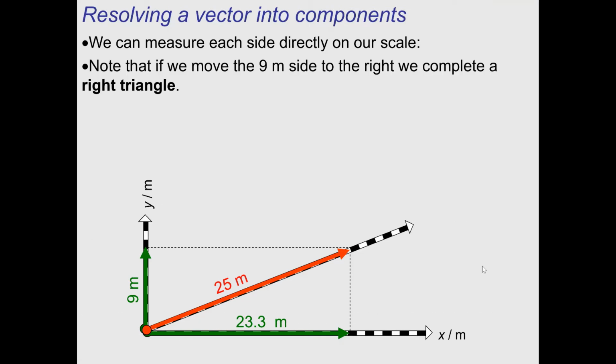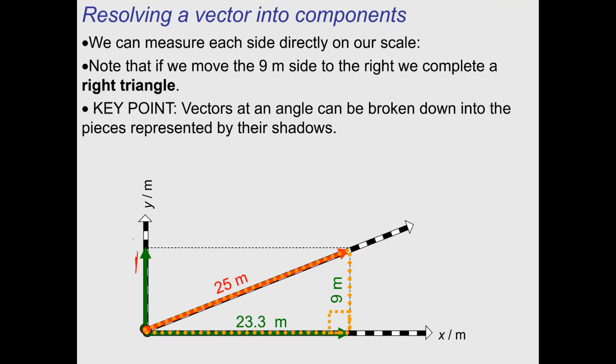But notice, to get to that sophisticated way, I just want to point out something to you. Notice you have that 9 meter side here on the vertical. Watch what we can do with that. We can move that over here to the right. And notice what we have here outlined in the dotted orange is a right triangle. And that's important because we can apply some math that you've been exposed to for that right triangle to help us out here in the physical realm. The key point that I want to make in this slide is that vectors at an angle can be broken down into pieces. We call them components. It's just a fancy way of saying a piece that is represented by shadows.